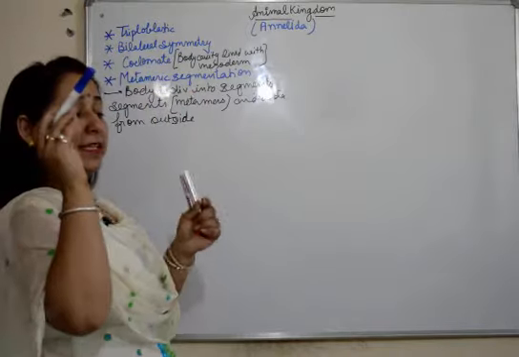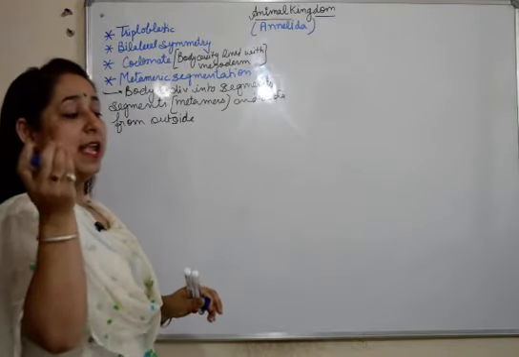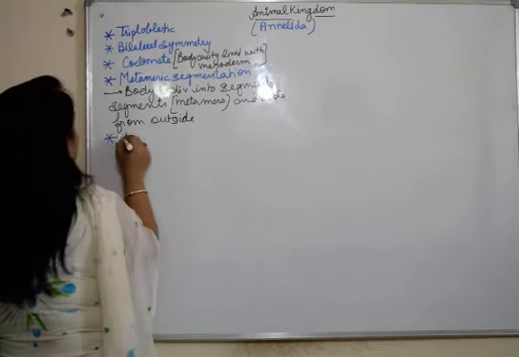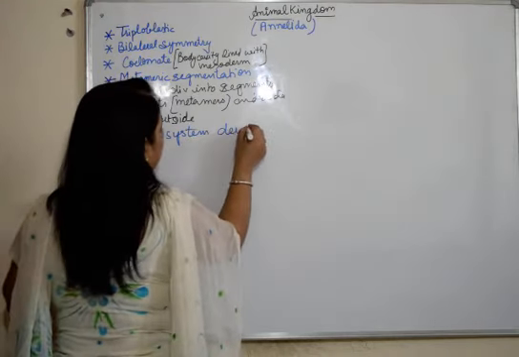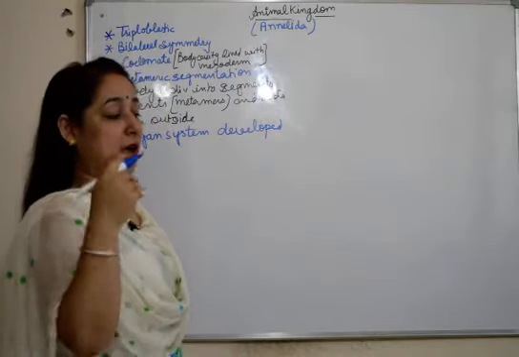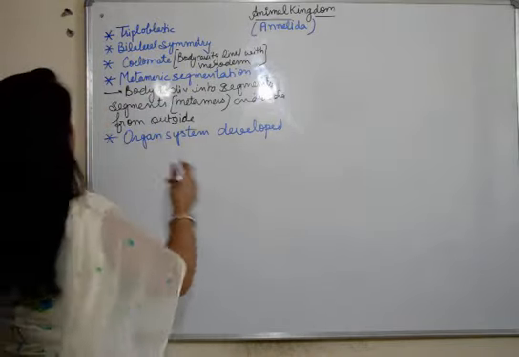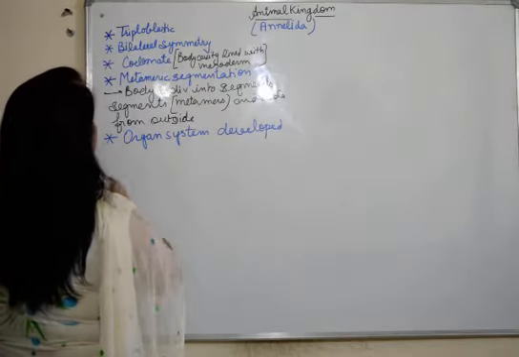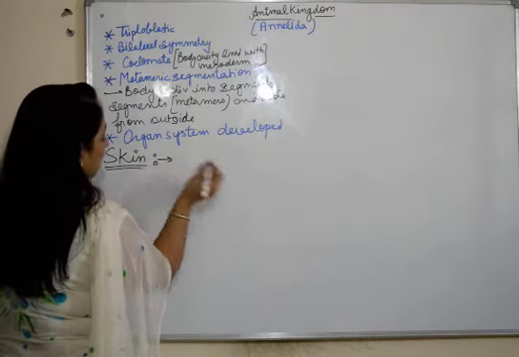Then they show metameric segmentation, plus they are triploblastic, bilaterally symmetrical, coelomates, and they show proper organ systems developed. Fine, we will discuss the different organ systems stepwise. We'll start with the skin first, the outer covering. First of all, the basic characteristics of the skin.